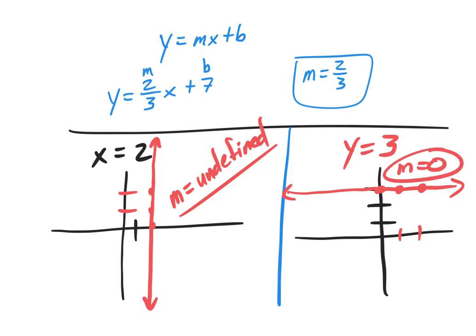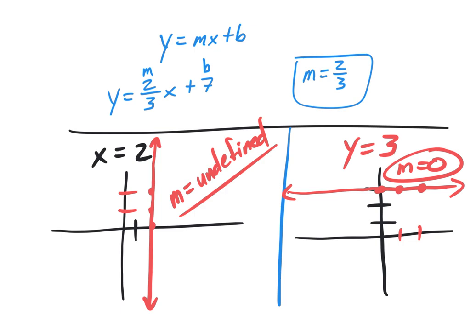So all vertical lines will have an undefined slope. All horizontal lines will have a 0 slope every time. Vertical lines will always be x equals something. Horizontal lines will always be y equals something and have a slope of 0.